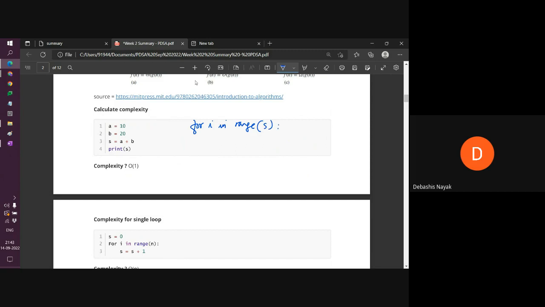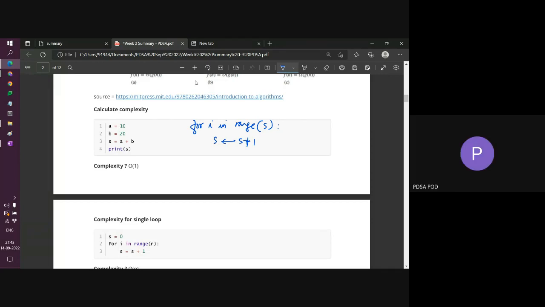S equal to S plus 1, is it? Yes. Will it not go to an infinite loop? Yes, it will be going to infinite because every time S will be increasing further. So will that never end? Then the time never ends. Is the complexity infinite? I mean, see, I am asking that.